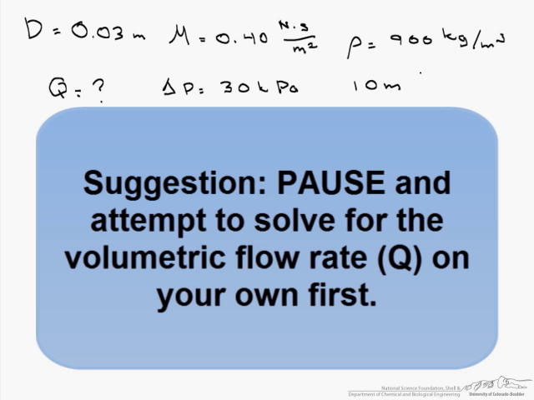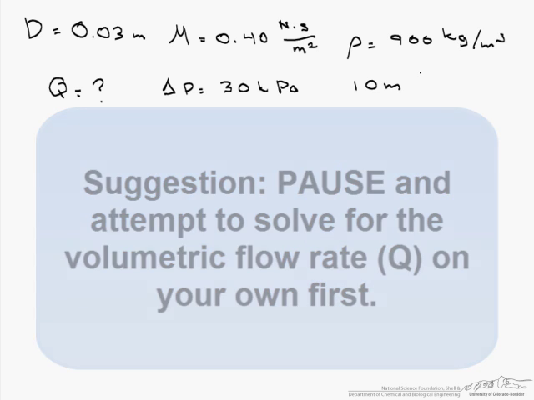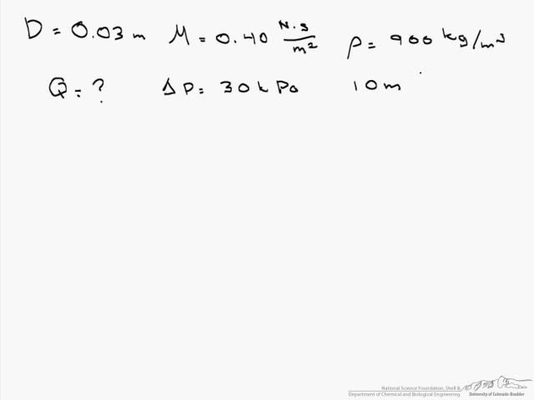Now, normally the first thing you would do is calculate the Reynolds number so that you could determine whether the flow was laminar or turbulent. But here, because we don't have the flow rate and therefore we don't have the velocity, we're going to have to assume laminar flow and use the equation and then go back and check whether it actually is laminar.